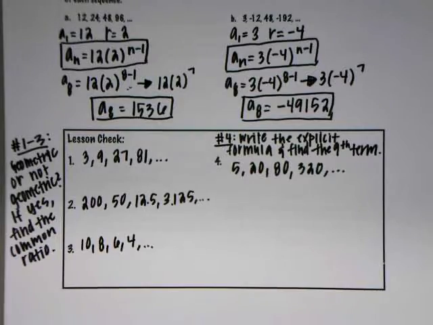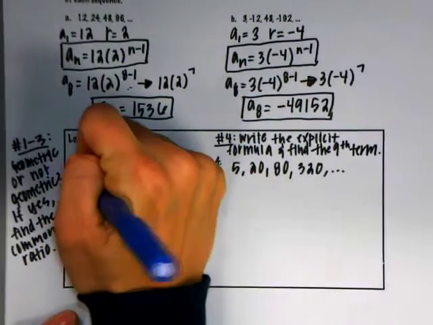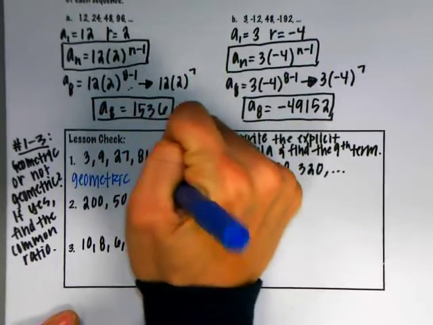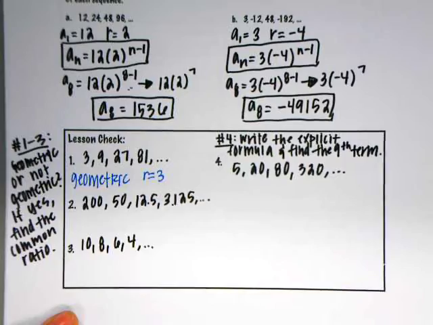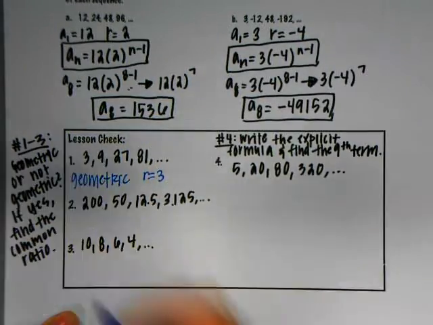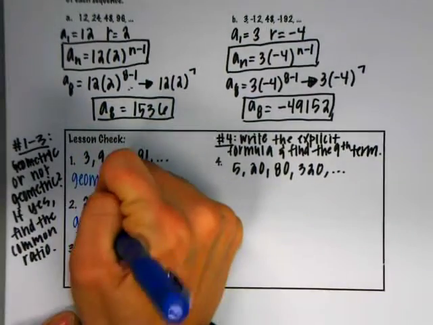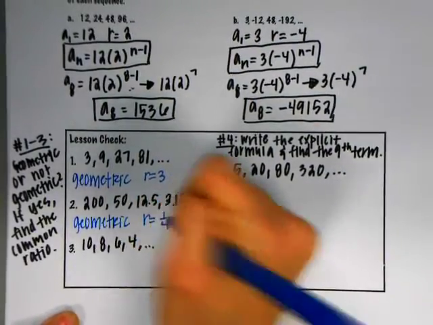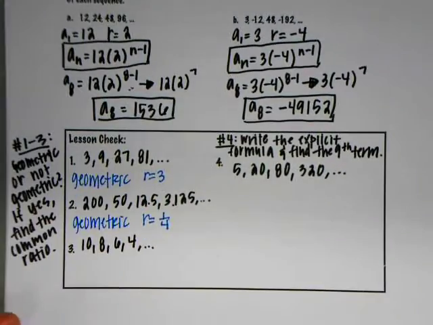All right. Is A geometric or not geometric? Yep, geometric. And what's R equal? And then what about 2? Yes. And what's R equal? Yeah, 1/4. And what about C? Or 3?